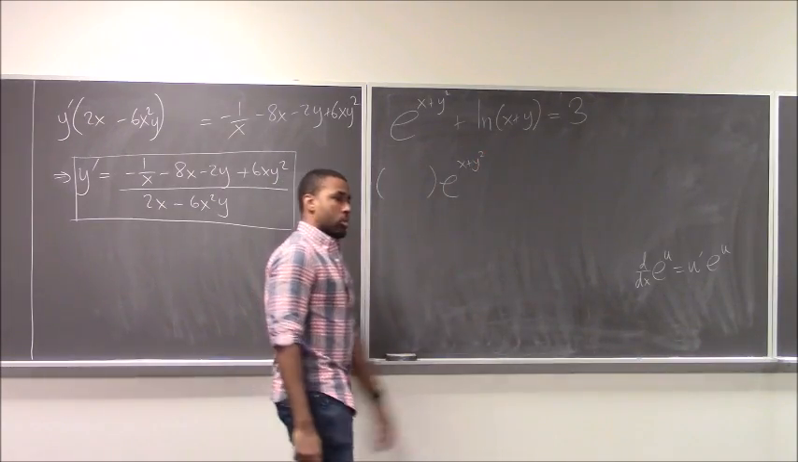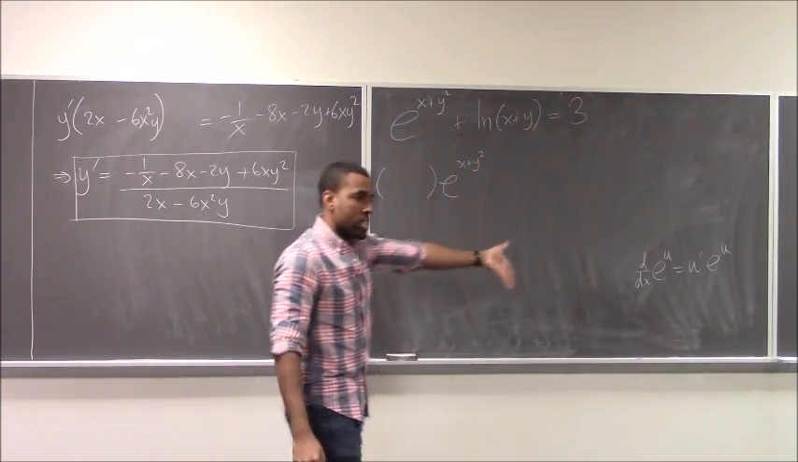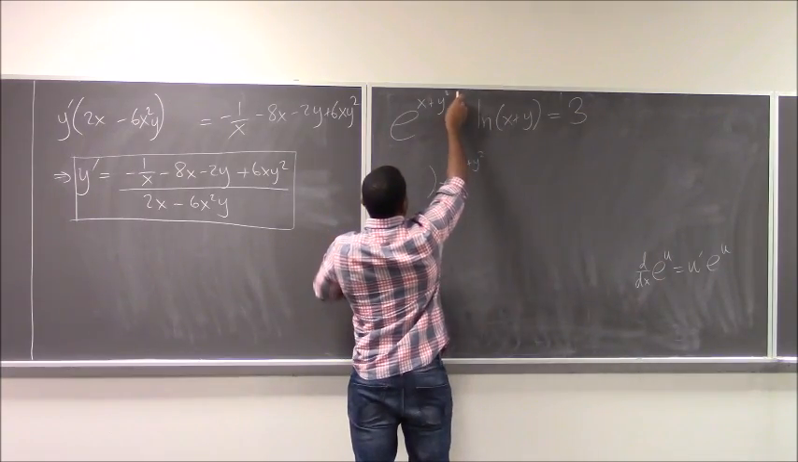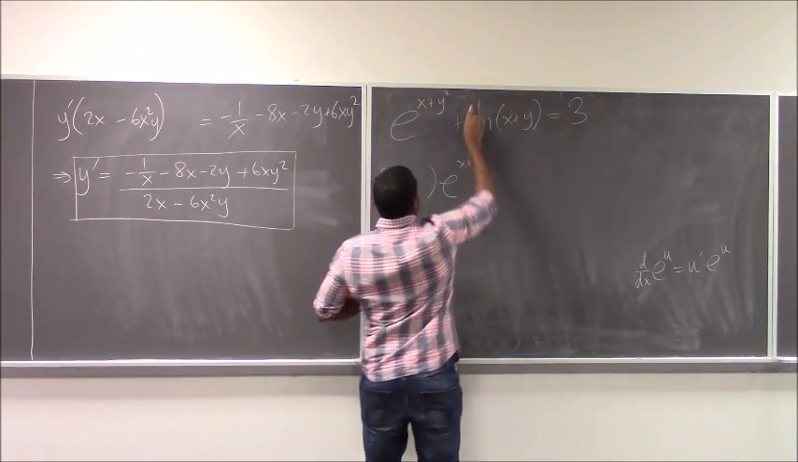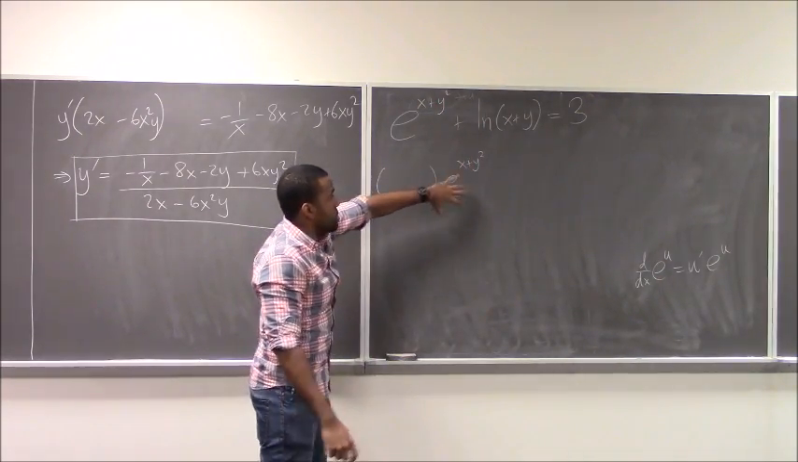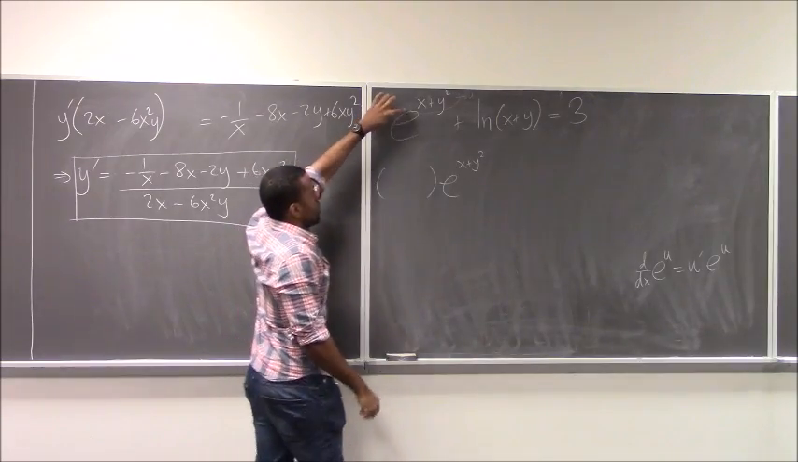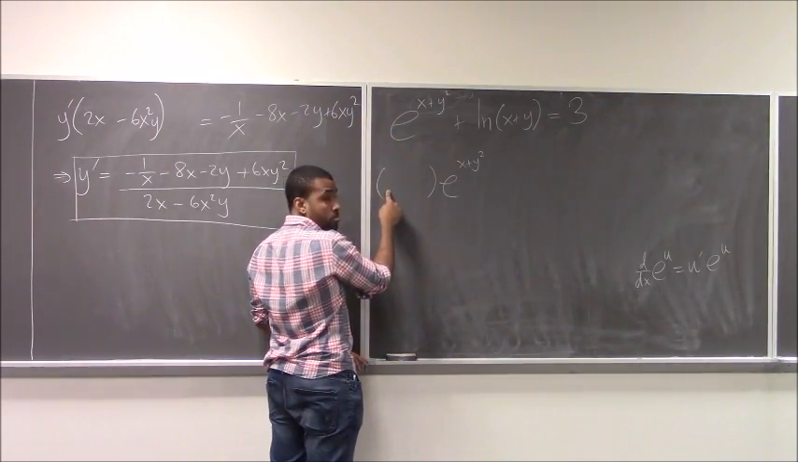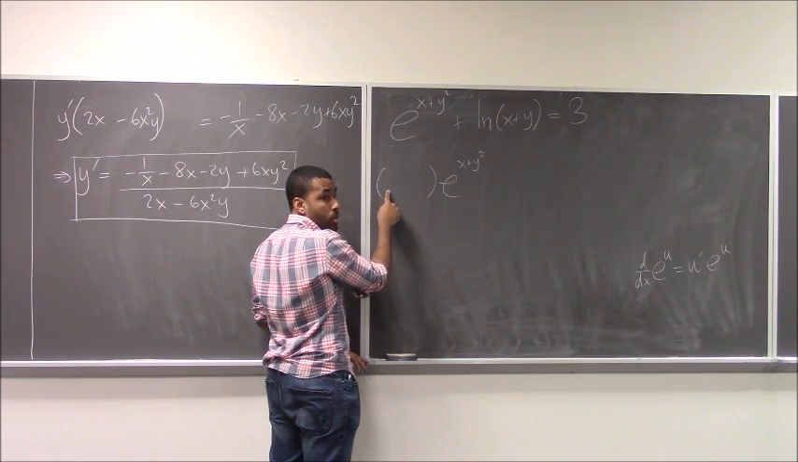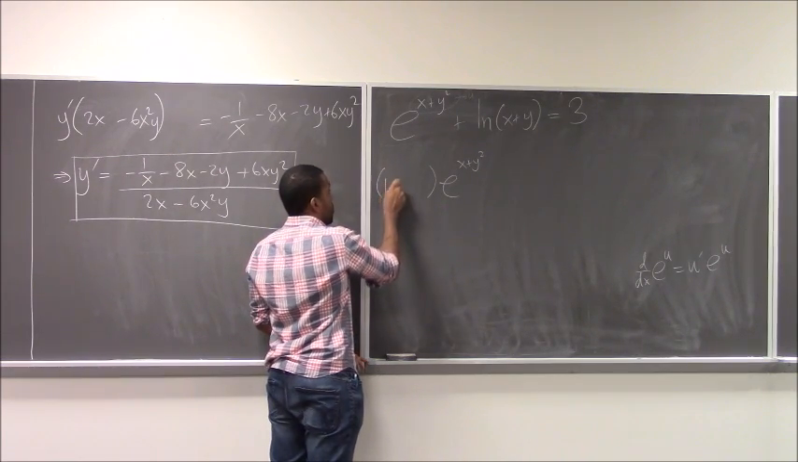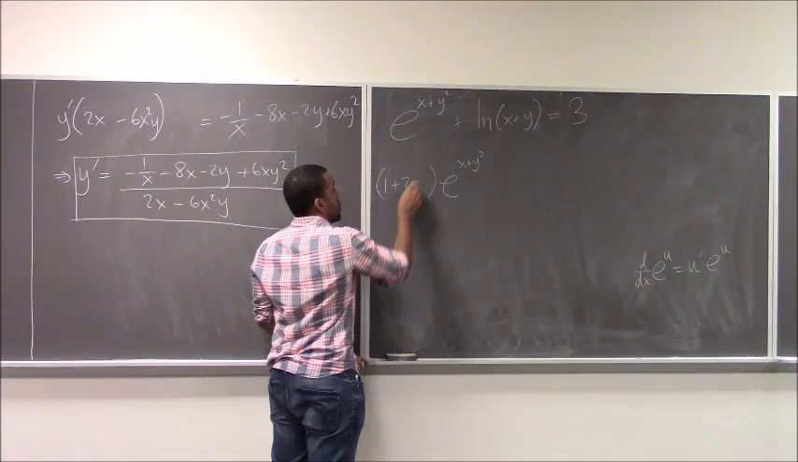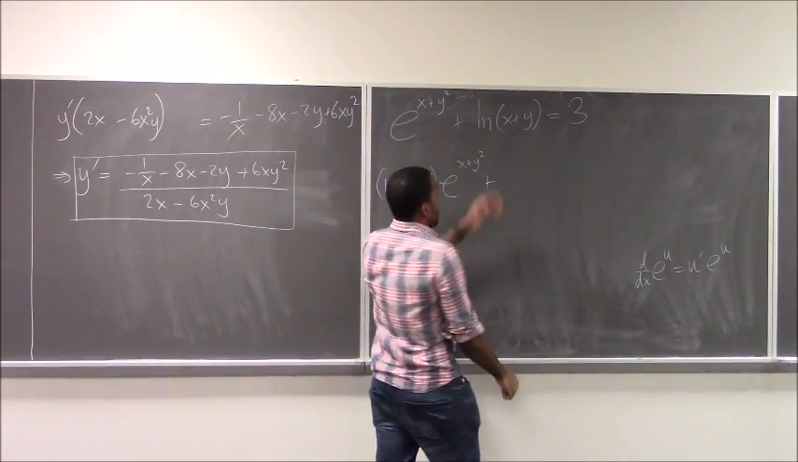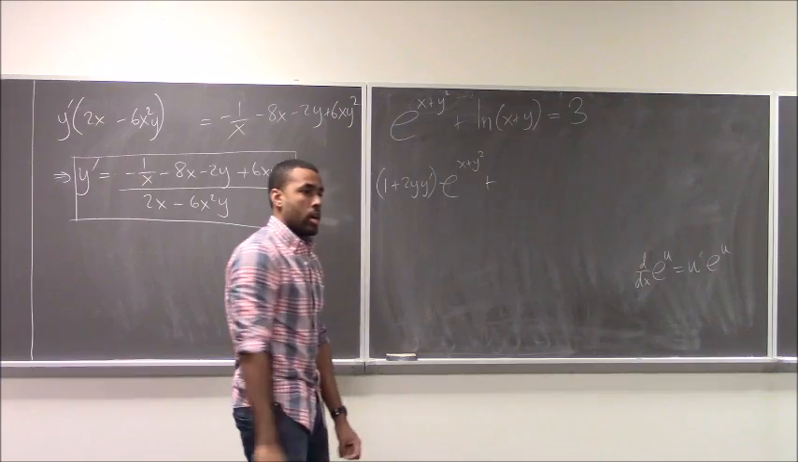So that's why the rules are very important for you to know, and you want to see them as templates. So you can fit this rule on top of this guy, and that's your u. So I want to take u prime times e to the u. So what's the derivative of x plus y squared? 1 plus 2y y prime, times e to the x plus y squared. Plus, now we move on to the next term. ln of x plus y. How do I take the derivative of that?